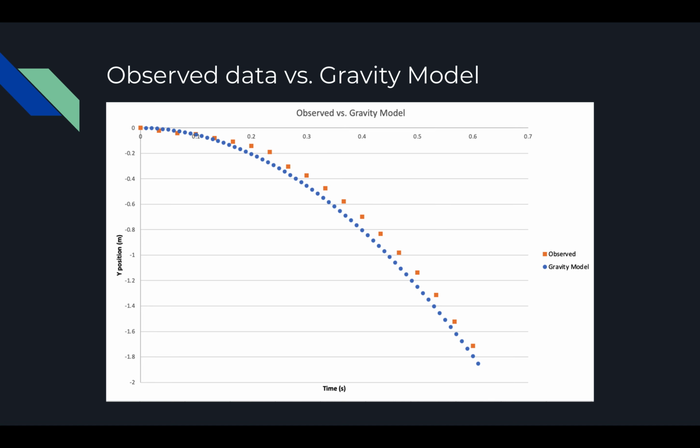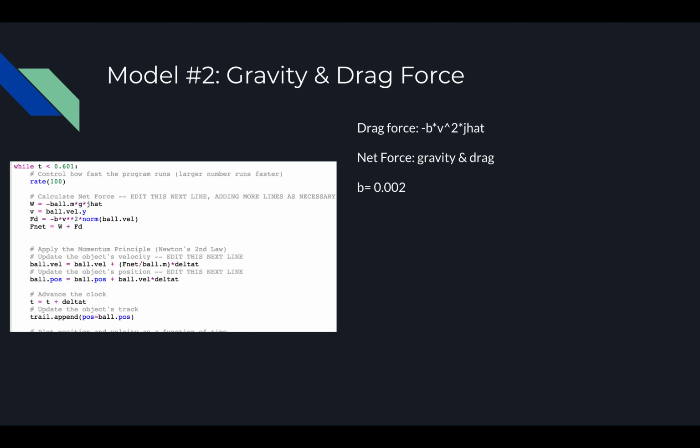I then graphed my observed data and predicted data onto the same graph to observe the accuracy of my predicted model. As we can see, the gravity model overpredicts the downward velocity of my actual model, and this can be explained by the absence of a drag force coefficient in the coding for the computational model of number 1.